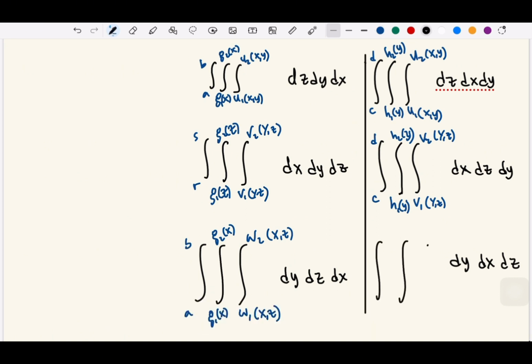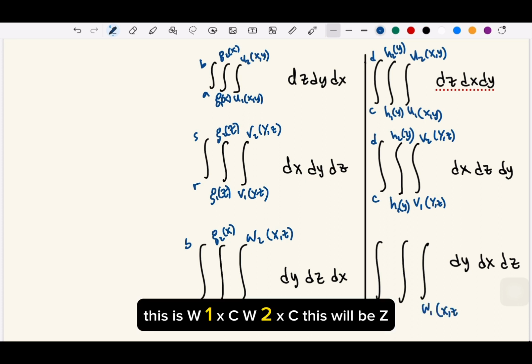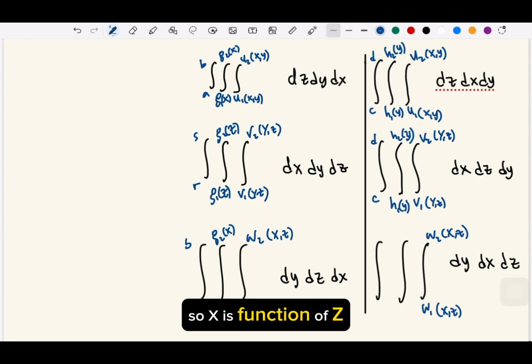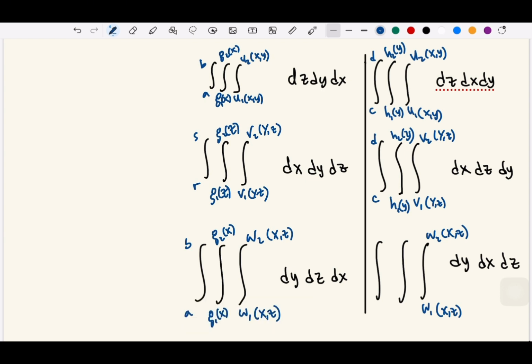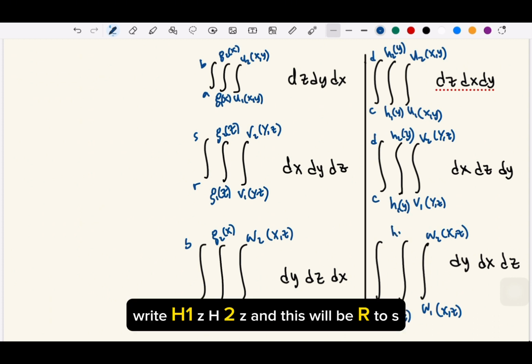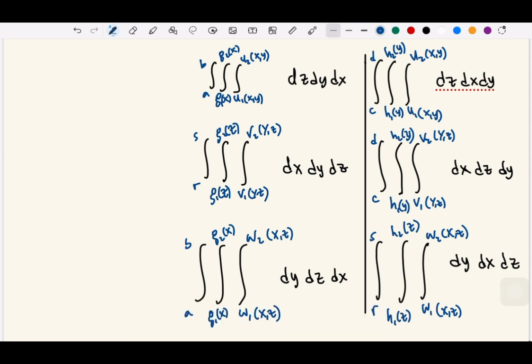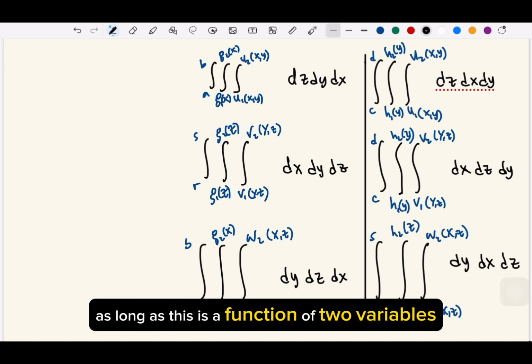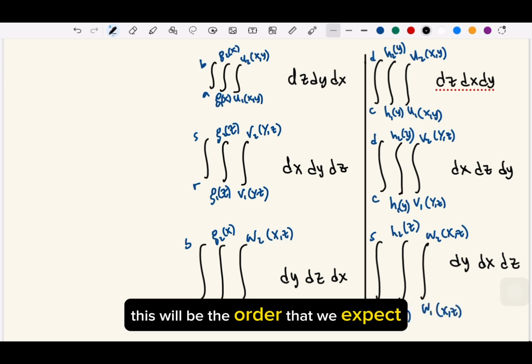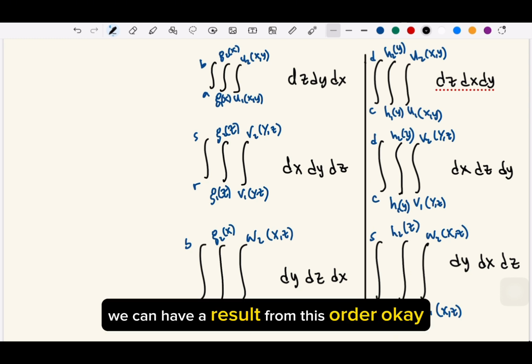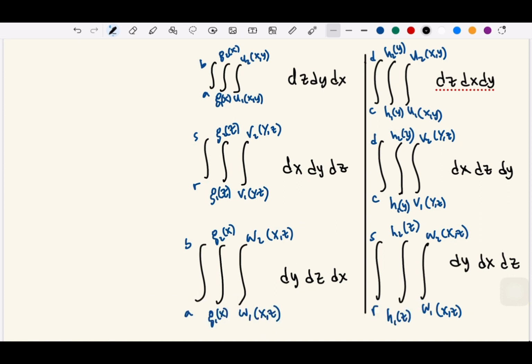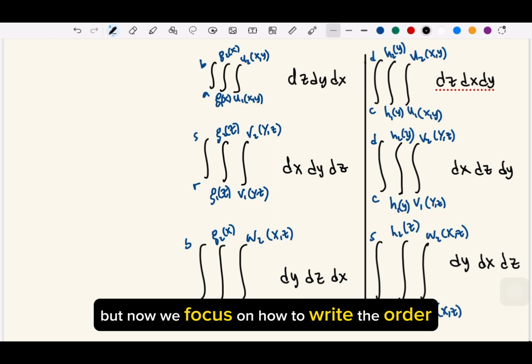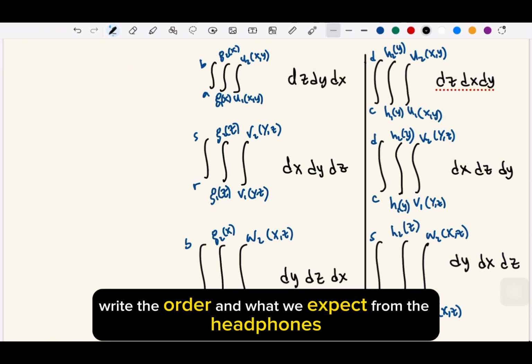And the last one, this is w1 xz, w2 xz. This will be z. So x is a function of z. So maybe write h1 z, h2 z, and this will be r to s. Well, the name of the function doesn't really matter. This is just my way to write. As long as this is a function of two variables, this is a function of one variable, this is a constant, this will be the order that we expect, we can have a result from this order. And how to process the integration, that will be another story. But now we focus on how to write the order and what we expect from the endpoint.